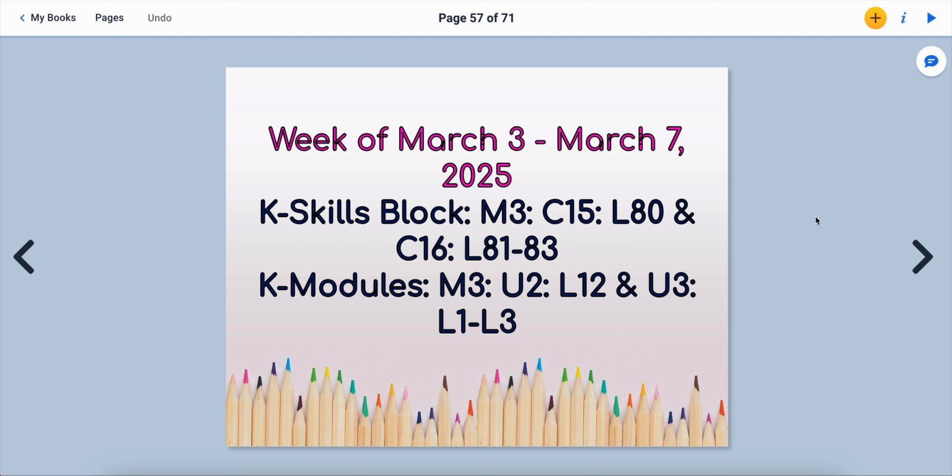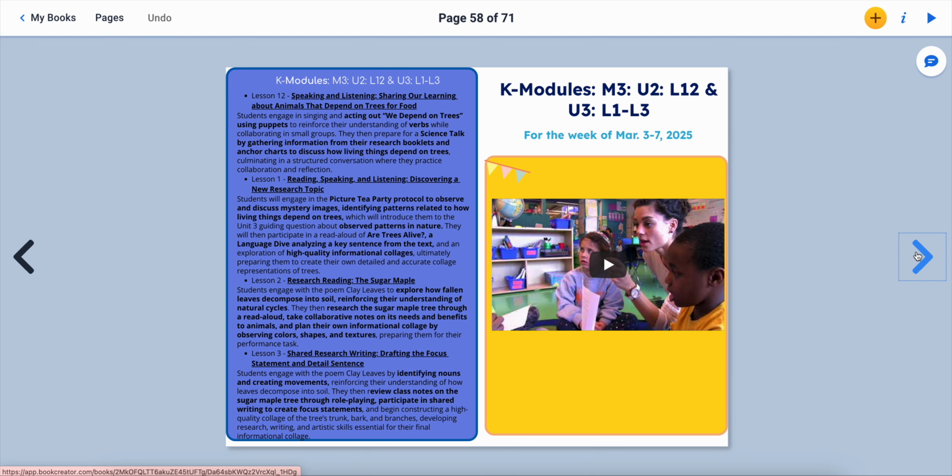Students will be, for skills block in module 3, finishing up cycle 15 with lesson 80, and then moving into cycle 16, lessons 81 to 83. For module 3, unit 2, students will finish up with lesson 12 and then begin unit 3.